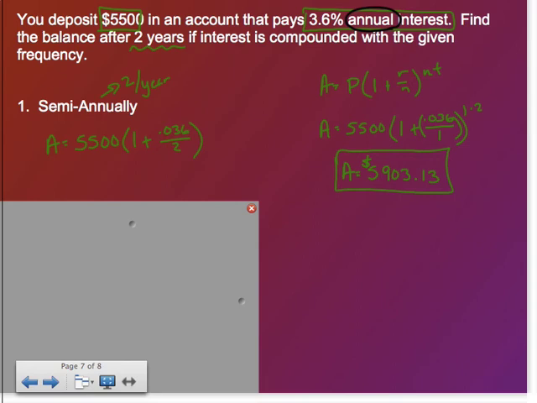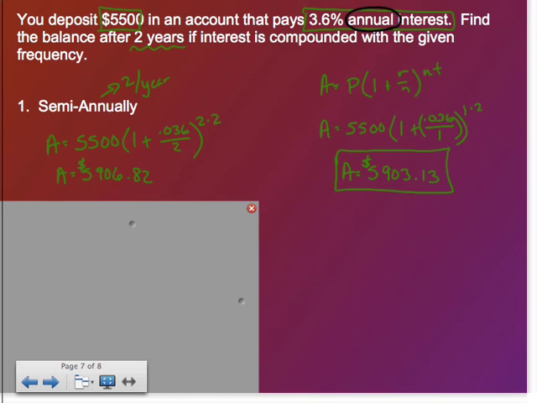And then my n is still 2, still leaving it in there for 2 years, so my t value is 2. So when I plug that in, take out your calculator and see what you get. So if I do 5,500 times a quantity 1 plus quantity 0.036 divided by 2 this time, all raised to the 2 times 2 or 4th, I think I get an amount of $5,906.82.